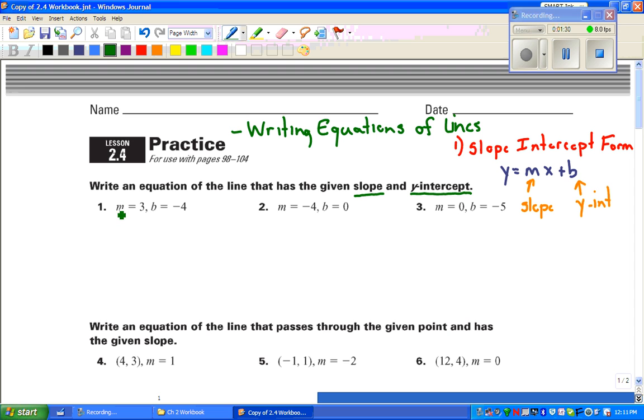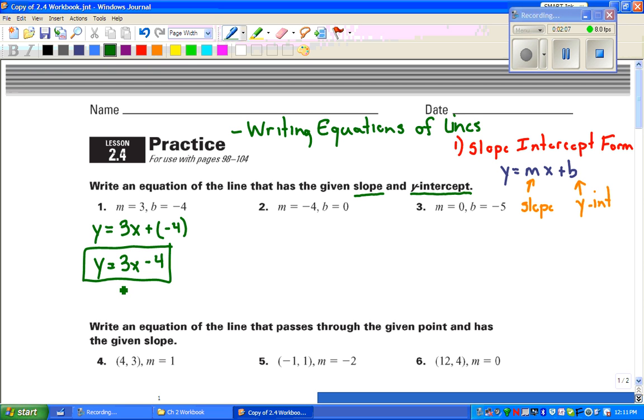So the first one, your m value is 3, your b value is -4. So we would write it this way: y equals, then we know my slope comes next, and in our example we have 3 as our slope. So we're going to put 3x, plus, because we have an addition sign, and now we put in our y-intercept, which we know is -4. We have y equals 3x plus a -4. Let's simplify that and write it in proper mathematical form. We got y equals 3x minus 4.